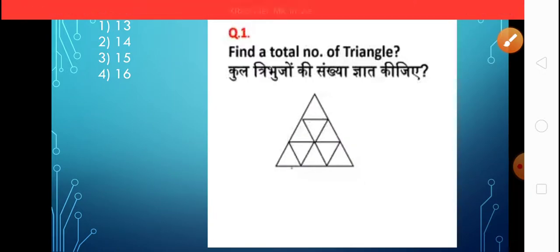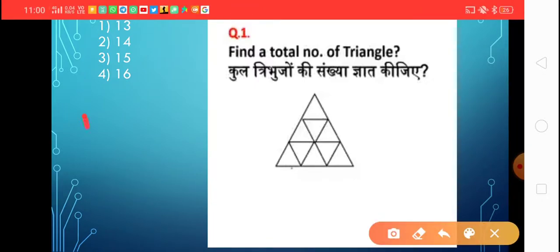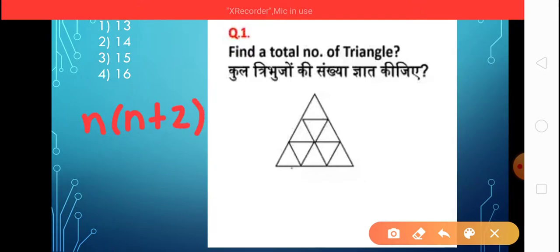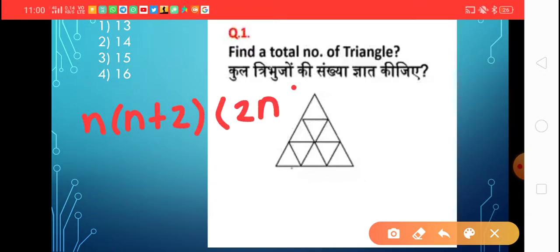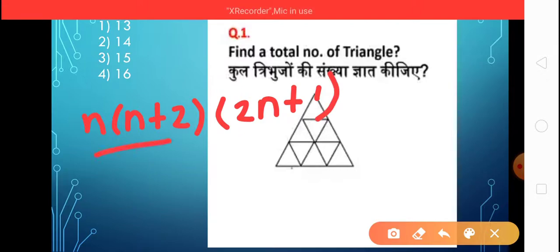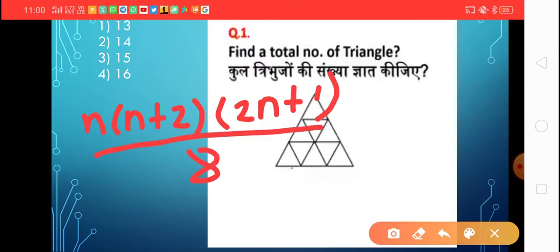And here we have to use a formula, and the formula is also too simple. The formula is n into n plus 2 into 2n plus 1, and the whole divided by 8. Please write this formula. This formula is very important for calculating the number of triangles by the shortcut trick.